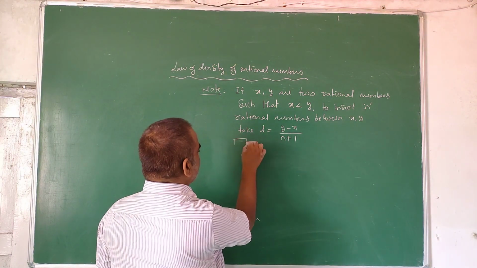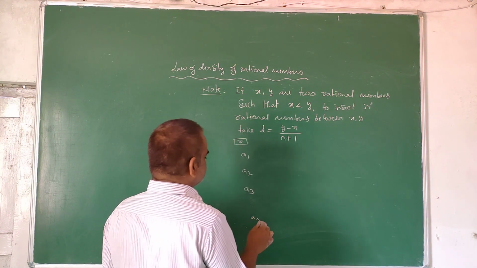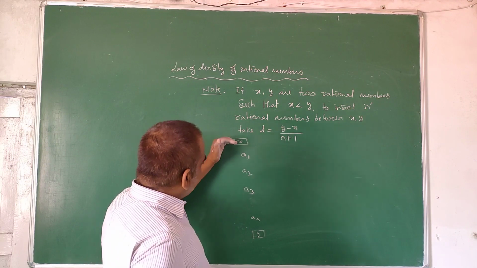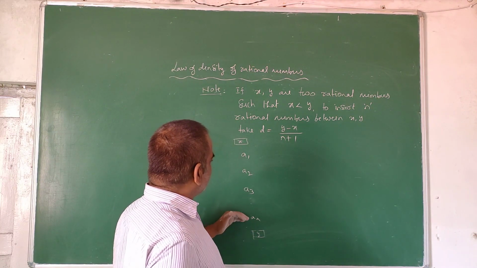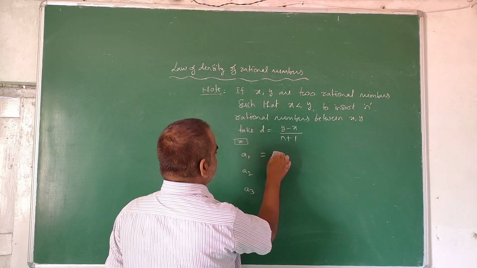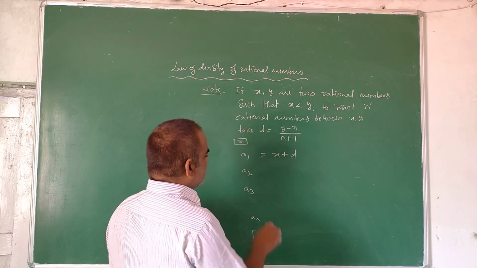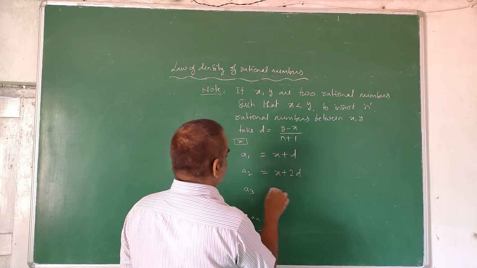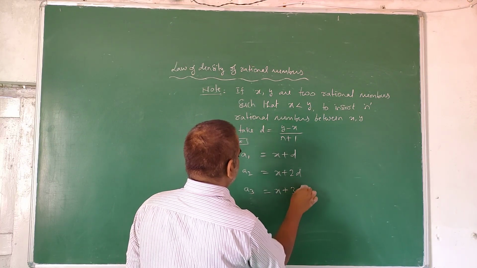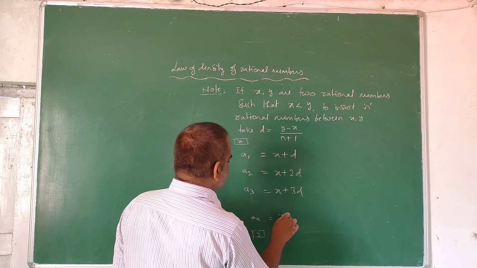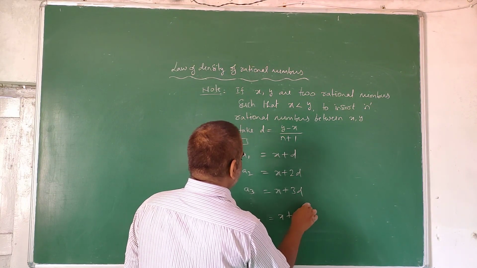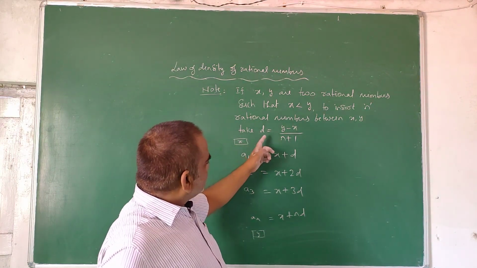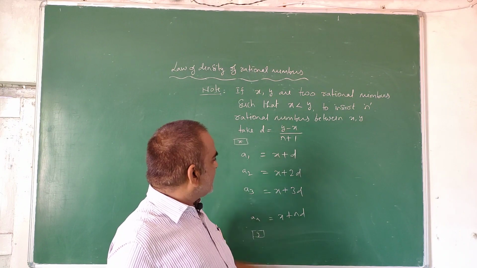So this starting point is x. This ending point is y. Now between x and y, these are the rational numbers. So now how to get a1: you take x plus d. How to get a2: you take x plus 2d. a3 is x plus 3d. So on, an is x plus nd. Are you following? Where d is equal to (y minus x) by (n plus 1).